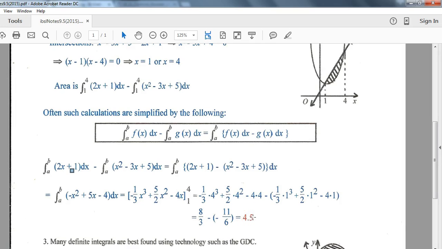You get the same answer if you did them separately. You can start by just finding the area under the line first, do the integral on this, evaluate it from 1 to 4. You can then do this one completely separately, find its integral, evaluate it from 1 to 4, and then subtract at the end. Or you can subtract at the beginning like we did here, and then just do an integration process once instead of twice. So either way, we're going to get the same answer.